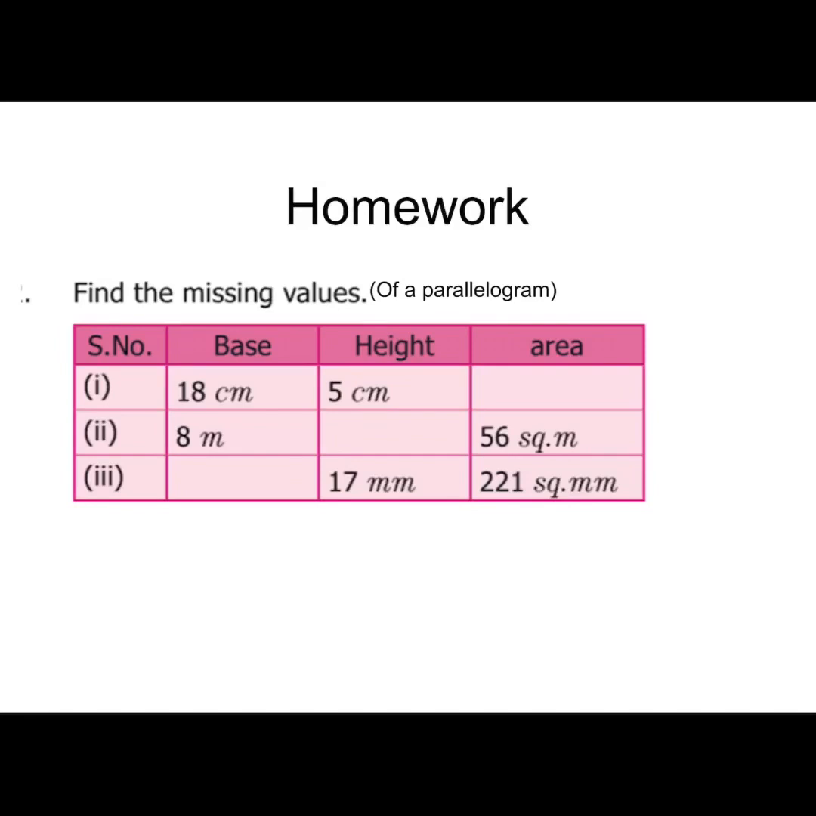Here are some homework problems for you. Before that, we are going to solve a few more problems. Then, with those examples, you have to find out the answers for these problems and submit them to me.